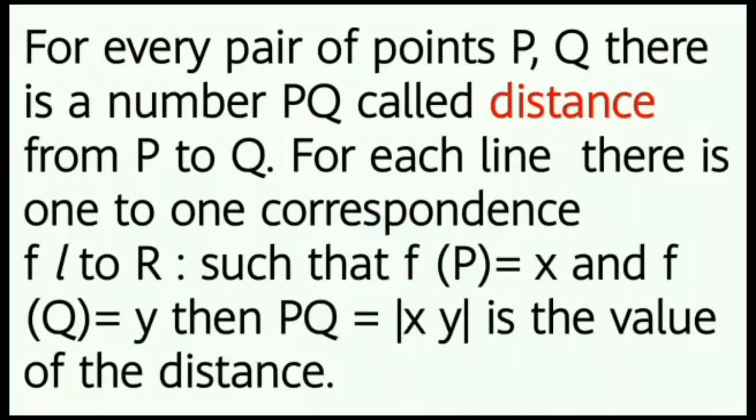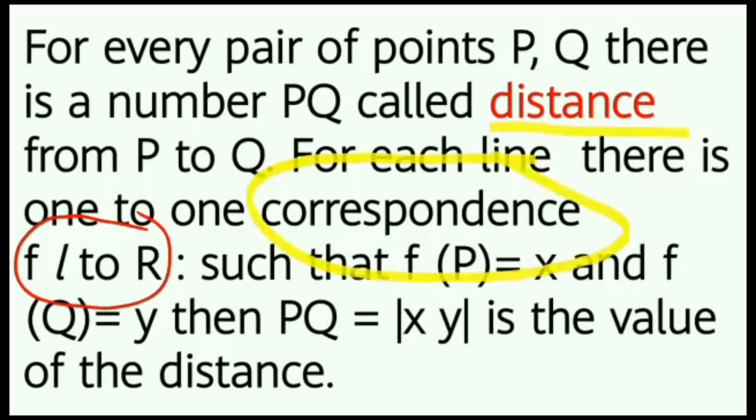So, for every pair of points P, Q, there is a number PQ called the distance from P to Q. For each line, there is a one-to-one correspondence f from the points of line L to real numbers such that f of P is equal to x and f of Q is equal to y, then PQ is the absolute value of x minus y, the value of the distance. So we can correspond every point of the line to a real number. One-to-one correspondence is a bijection and can also be called onto.